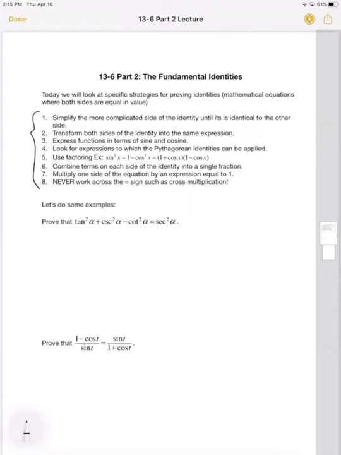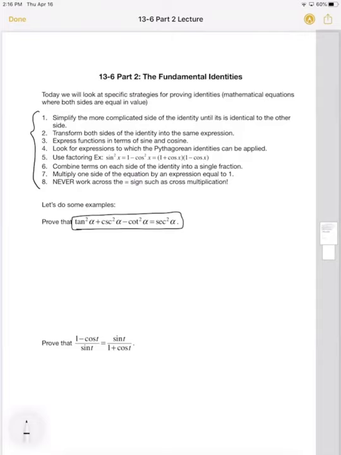Now, number 1, there'll be 2 sides. In fact, let's look down here. You're wondering, what are you talking about? Well, here is an identity that we're going to prove. We're going to prove that what's on the left side of that equation is equal to what is on the right side. One way we can approach it is number 1: we can simplify the more complicated side of the identity until it is identical to the other side. And that's actually what we're going to do in this first one I've just boxed. We're going to take that complicated side on the left, and we're going to prove it to be equal to simply the secant squared of alpha.